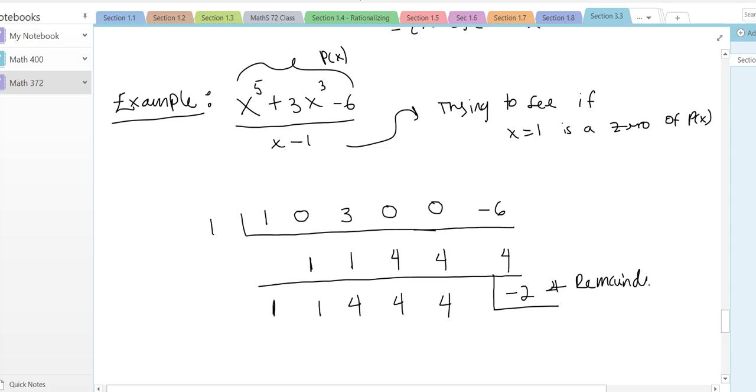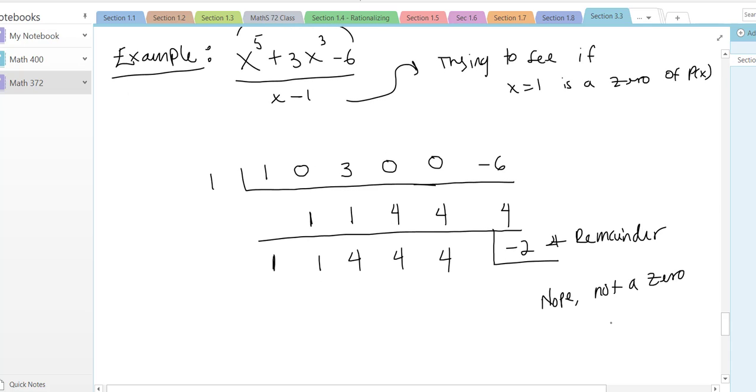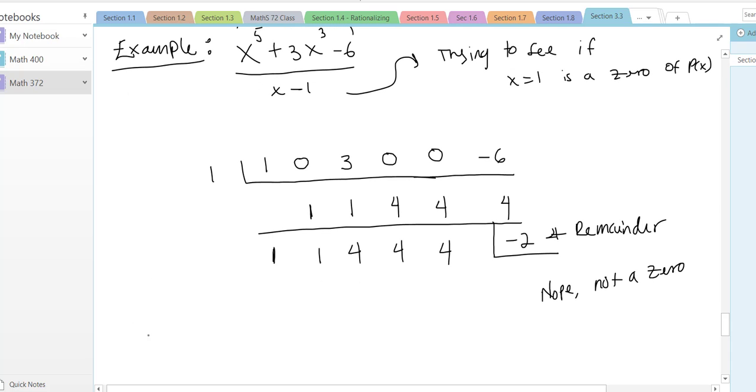So is it a 0? Right? Nope, not a 0, because the remainder is something other than 0. So what's the answer then to our division problem? So I had x to the 5th plus 3x cubed minus 6 over x minus 1.